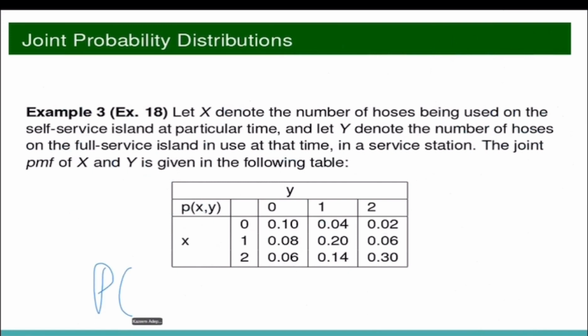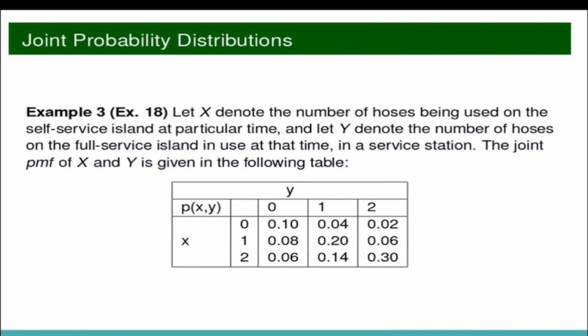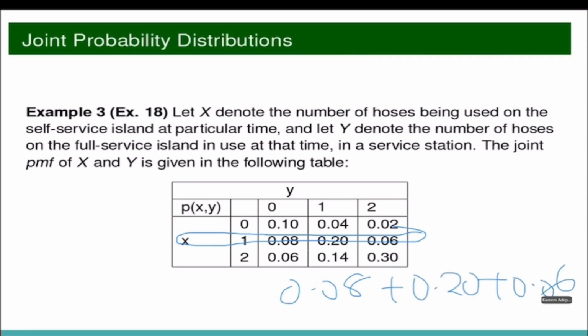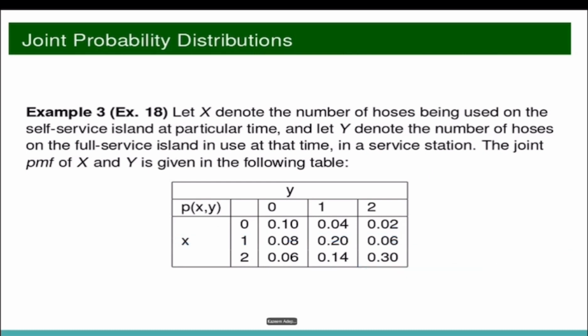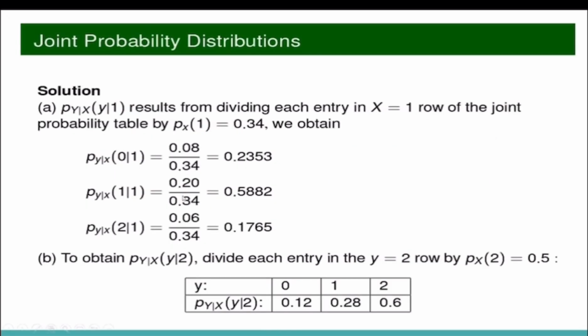If I want to find, am I working on X equal to 1, or sorry, X equal to 1, not X equal to 2. So I'm going to go back. Okay, this is it. You see that? I'm working with X equal to 1, right? So X equal to 1 actually means I'm going to add 0.08 plus 0.20 plus 0.06. When I add that up, I think that should be 0.34. So the denominator is basically going to be 0.34. That's why I told you the other time the denominator is going to be 0.34, which is more or less the probability of X equal to 1.